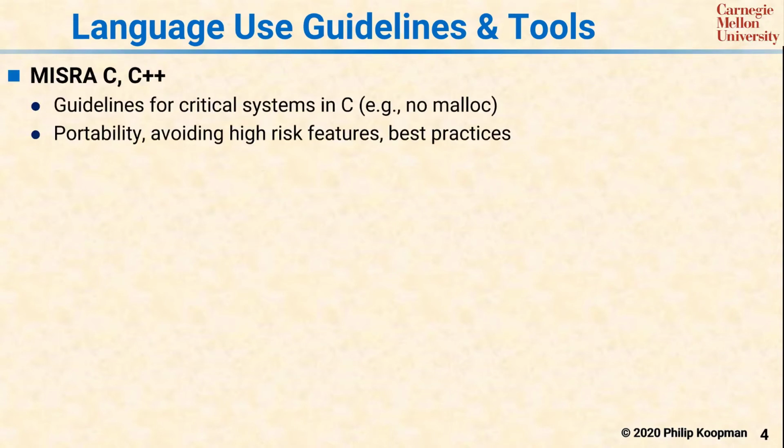There are a number of existing language use guidelines and tools that can help you improve your coding style. Perhaps the most famous is MISRA C, which was originally developed for safety-critical automotive applications. There's also a C++ version of this language guideline. MISRA C emphasizes the use of the C programming language in critical systems.